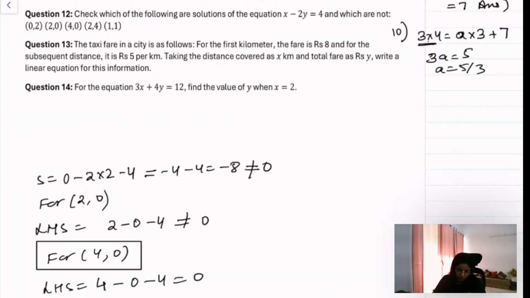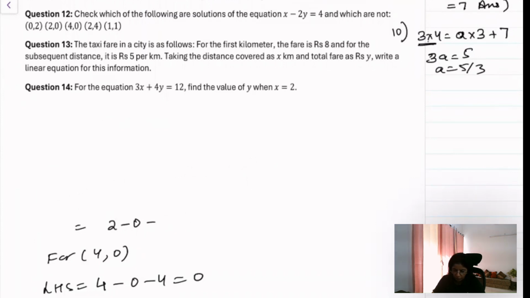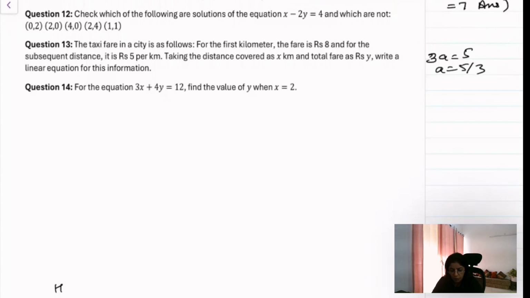Next question is a word problem. See, word problems are more frequently asked in grade 10, but I thought it would be a great idea to teach you how to frame an equation if the statements are given to you and then express it. So the taxi fare in a city is as follows. For the first kilometer, the fare is rupees 8, and for the subsequent distance, it is rupees 5 per kilometer. Take the distance covered as x kilometer.